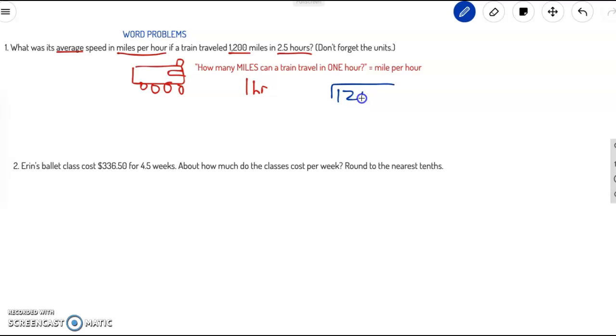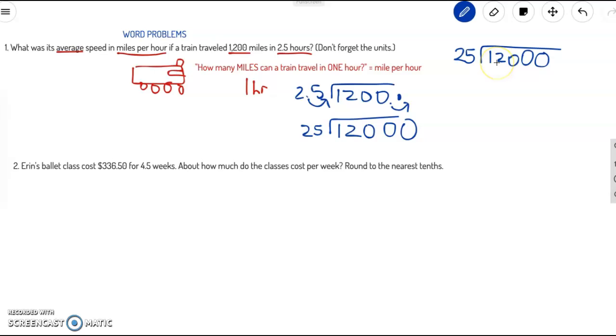1,200 miles divided by 2.5 hours. So we have a decimal divisor, so we have to turn this into a whole number. How can we turn 2.5 into a whole number? By moving the decimal to the right 1 time. So that becomes 25. We've got to do the same thing here. Remember, there's always an invisible decimal at the end of every whole number. So we're going to move it to the right one time, add a 0. So our new problem is 12,000 divided by 25. So go ahead and try that on your own.